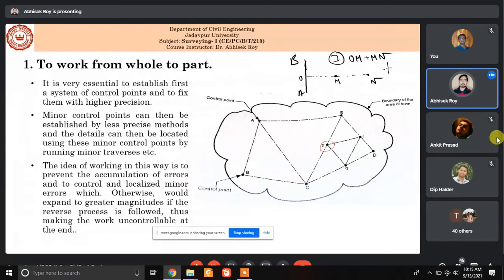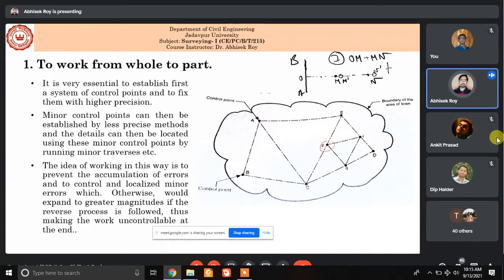Now suppose you have plotted OM, and while plotting you have made some mistake. Suppose instead of M, you have plotted at M dash. Now you measure MN, so in the measuring and in the plotting there will be some kind of error. Even if you correctly measure MN and correctly plot MN, still as you are plotting from M dash, obviously there will be a shift like N dash.